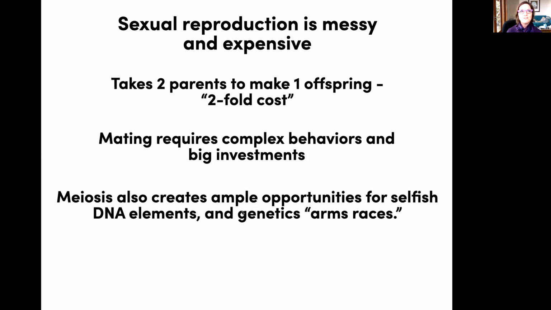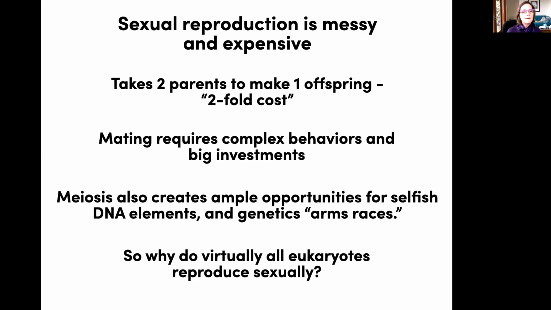It creates sort of a battlefield for selfish DNA elements and other kinds of shenanigans, because in order to get transmitted from parent to progeny, a selfish DNA element like a transposon or other kinds of mobile elements want to leverage what happens in meiosis to their own advantage. So that also drives rapid evolution of meiosis. And yet, as I said, all of these complications seem to not outweigh the advantages of sexual reproduction.